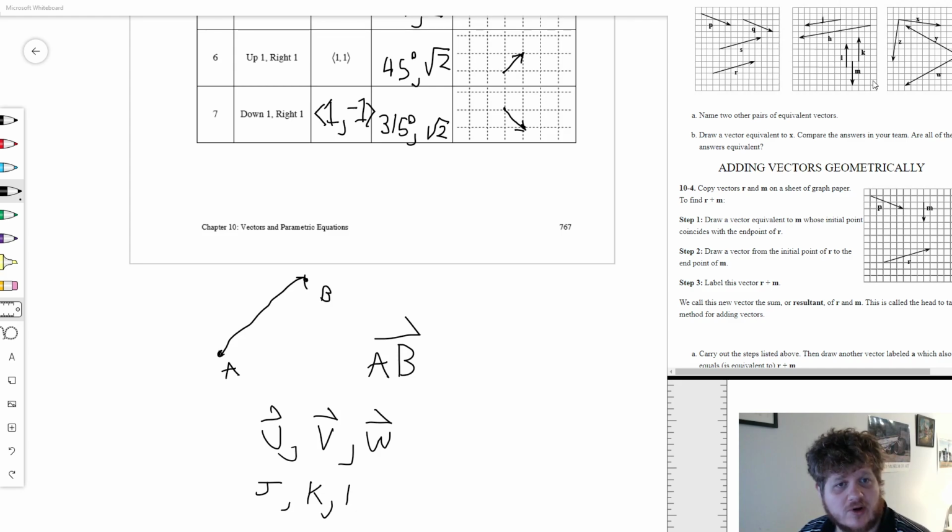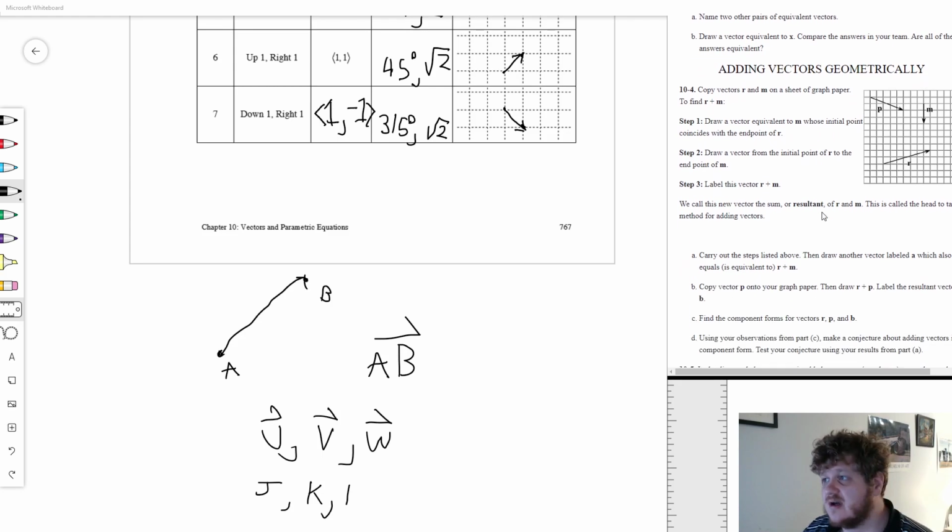And so what we're going to do, you're going to be doing that, and then one of the things you're going to see is there's a way to add the vectors geometrically. So one of the things you can do is, say in this vector P, if you wanted to add R and M, what you would do is a tail to tip. So basically you would take this vector M, which is a 0, -3 vector, and you would put it at the end of this R vector.